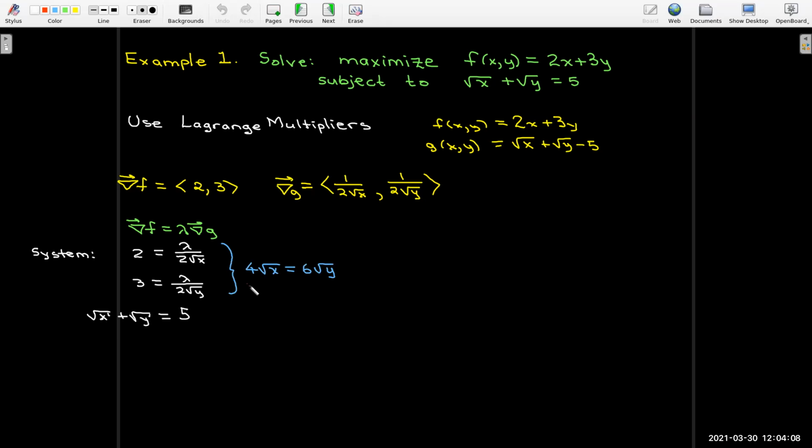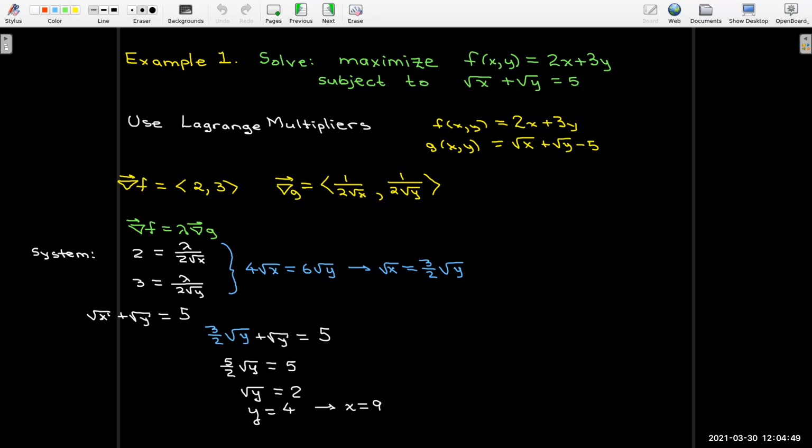So if I set lambda equal to each other, I'll get 4 radical x equals 6 radical y, which tells me that radical x is 3/2 radical y. And I'll just leave it in that form. I won't square both sides because in my constraint equation I have radical x. So replacing radical x with 3/2 radical y, I get the following equation, and that one I can go ahead and solve for y. And I'll get y equals 4, and then go ahead and look at what is radical x. I'll get radical x equals 3, or x equals 9.